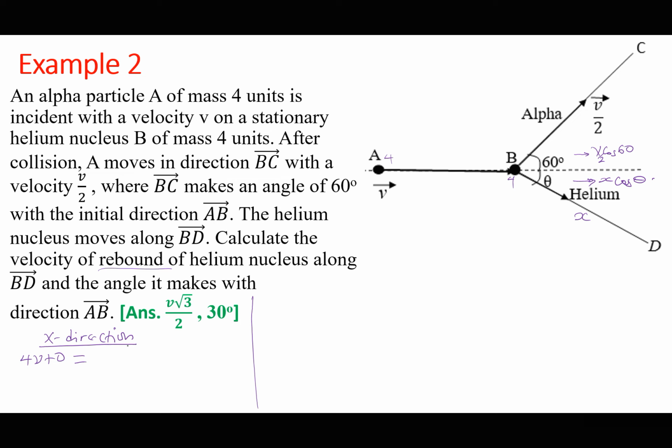So momentum after collision is going to be, for B, B takes the path BD, so this is going to be, the mass is 4 units times X cos of theta, plus, for A, it takes the line BC, so in the horizontal it is going to be 4 units times V over 2 cos of 60.